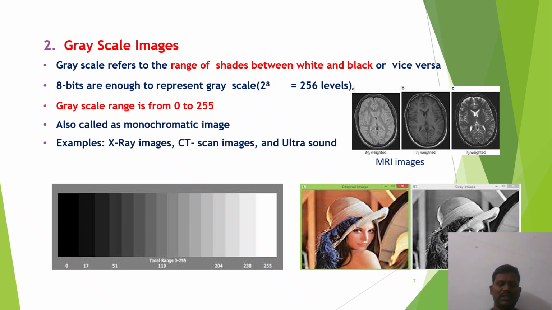When it is 0, it is completely dark. As the value increases, you reach 255, when it is completely white. So any image representing the shades from complete dark to complete white is known as a grayscale image. This MRI image is an example of a grayscale image, as are CT scan, ultrasound and X-ray images. All the biomedical images are grayscale images. And this is one color image of a lady that is going to be converted into a grayscale image.